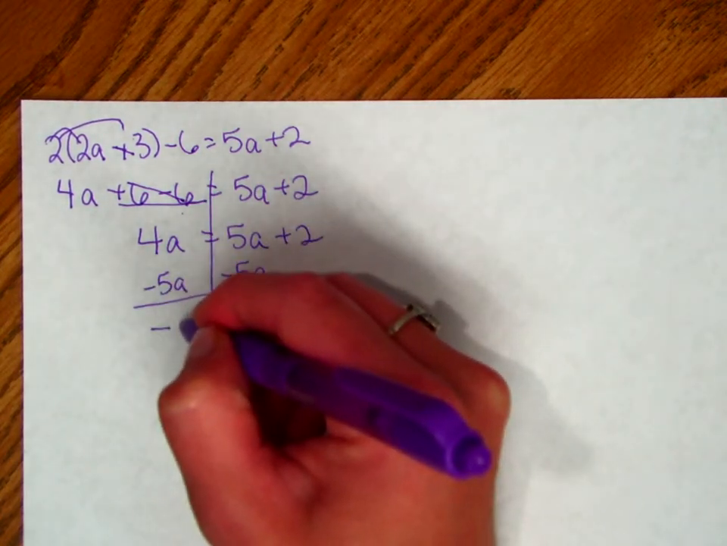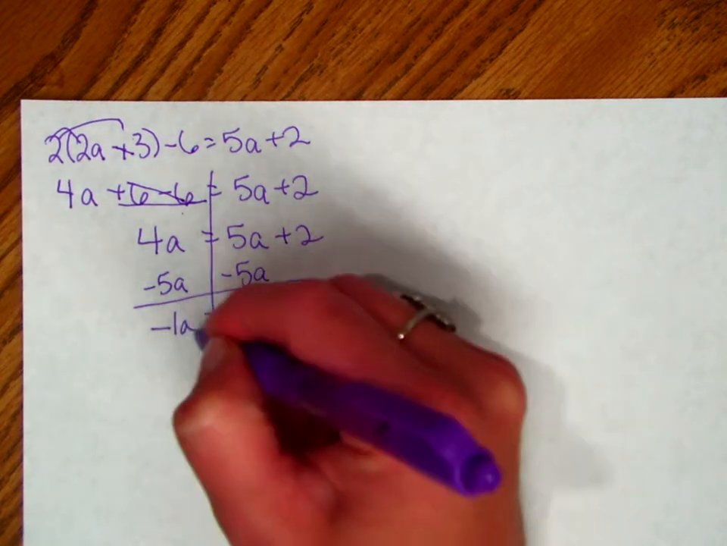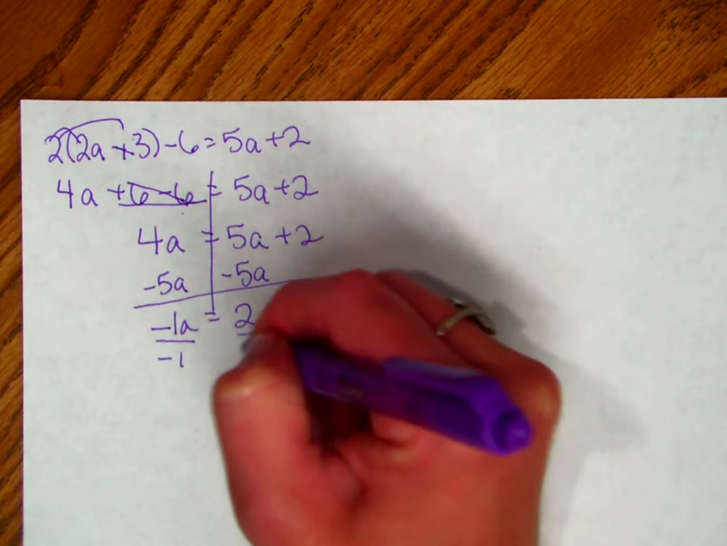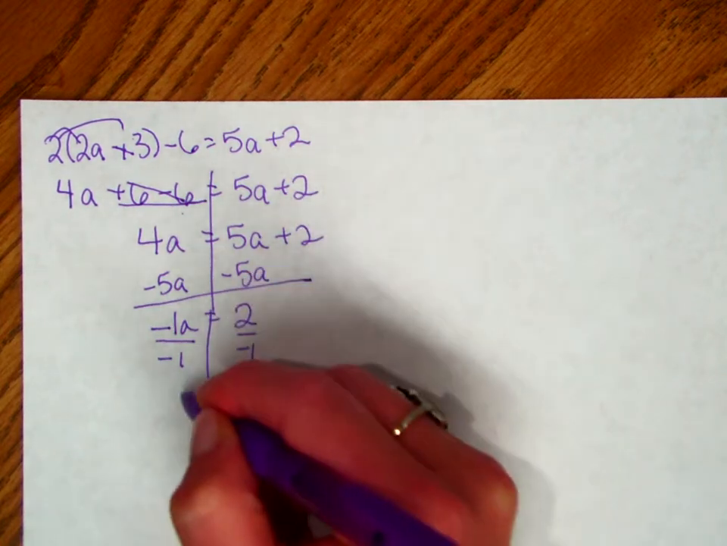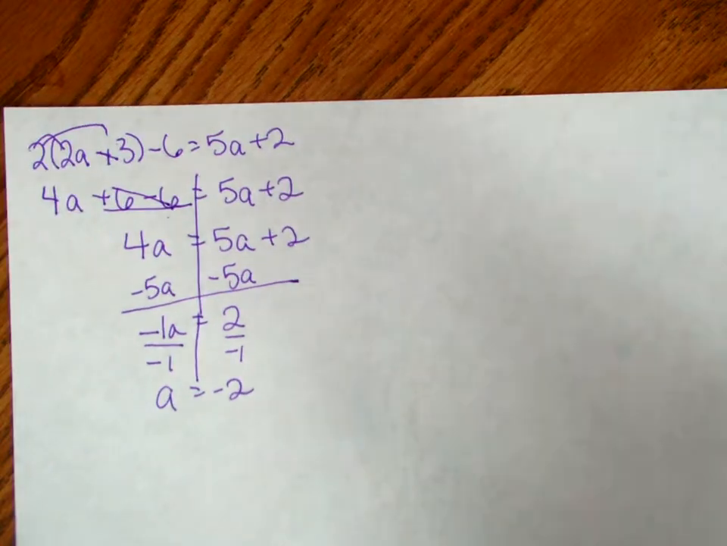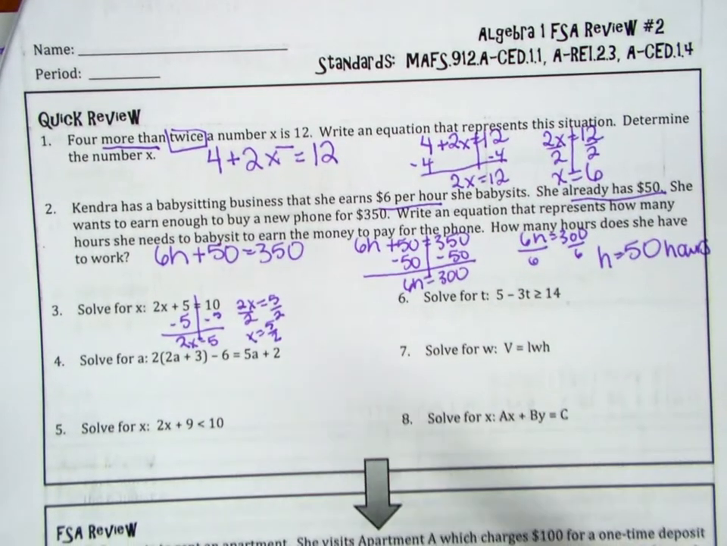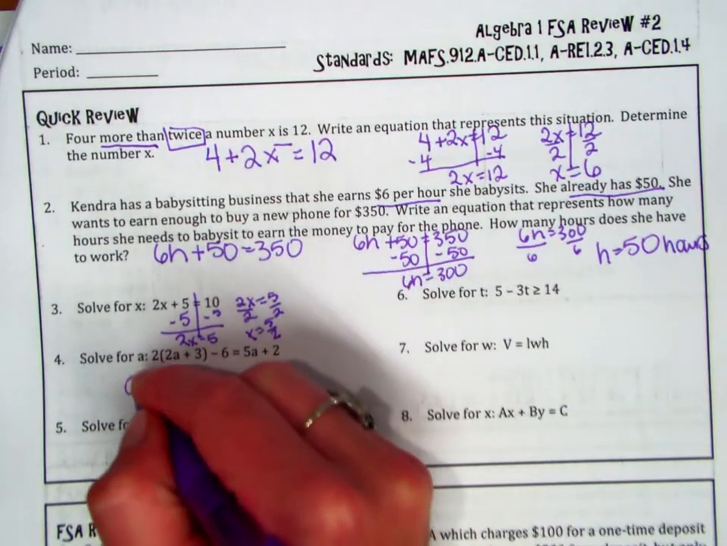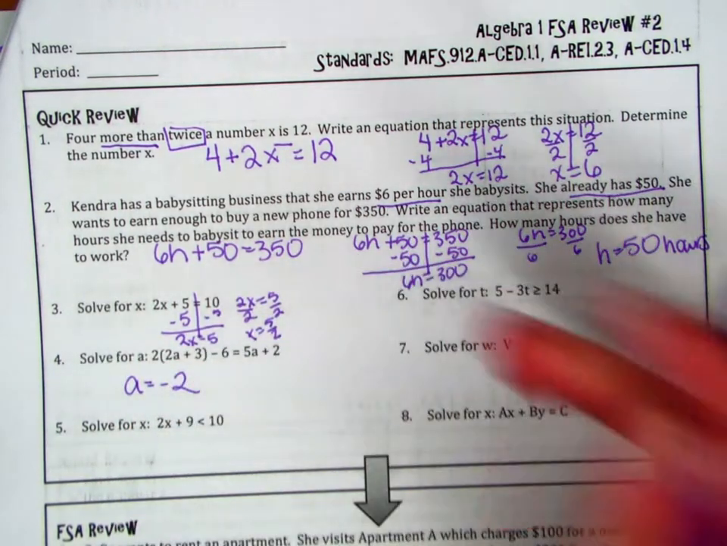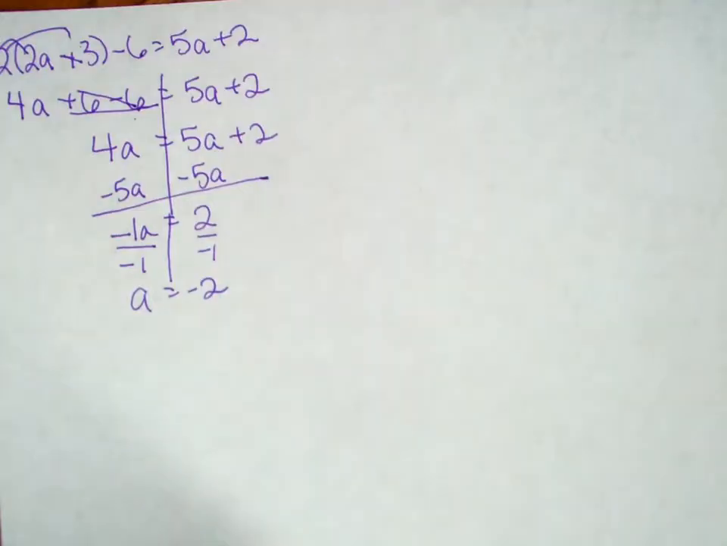So I've got negative 1a equals 2. So to get rid of that multiplication of a negative 1, I divide. So a equals negative 2. So I'm going to go back over here and fill in for number 4 that a equals negative 2. Alright, so now I've got an inequality to solve.